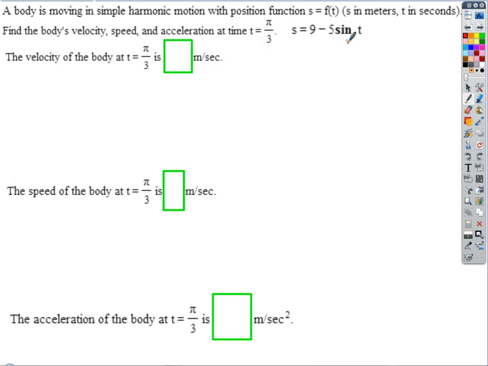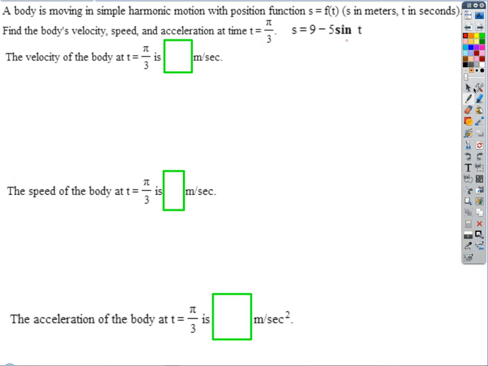Now, in reality, what we typically have is damped harmonic motion, where it wiggles, but then eventually friction brings it to rest, and so it's damped down to 0 eventually. But we won't mess with that now. That's a different class. Okay, so find the velocity.